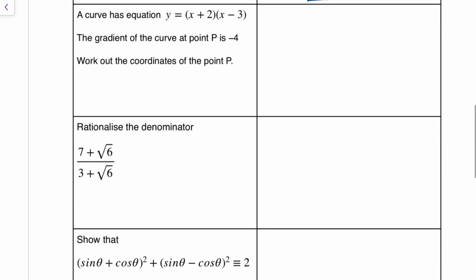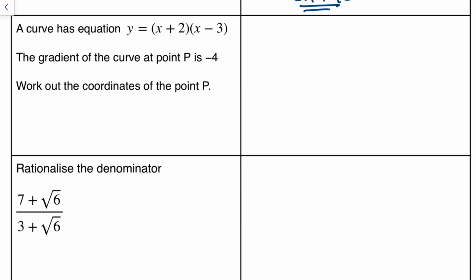Next question. A curve has equation y equals x plus 2, x minus 3. The gradient of the curve at the point P is this. Work out the coordinates of the point P. Okay, nice question. So the first thing I'm going to do is I'm going to expand the brackets, because I can't do product rule yet.